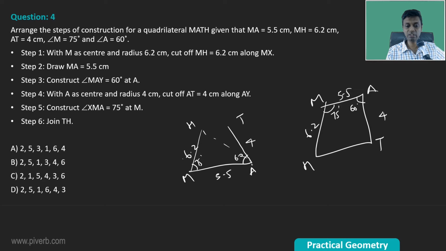MAH and MAT. This triangle we can draw because we have two sides and the included angle. This triangle we can draw because we have two sides and an included angle. And then we have located H and T. Just join them. We are good. Right, so let's see if you're doing the same thing.